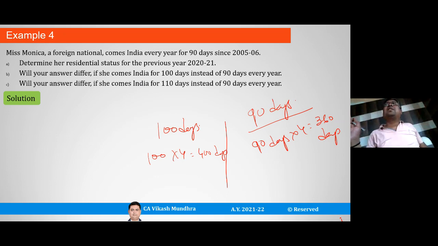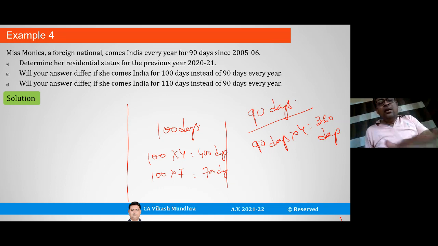One of the conditions is 730 days or more during the 7 preceding previous years. If I multiply 100 into 7, it comes to 700 days, which is lesser than 730 days. Though she is a resident in India, she fails to satisfy the dual condition given under section 6(6), so she will be termed as a resident, but not ordinary resident.